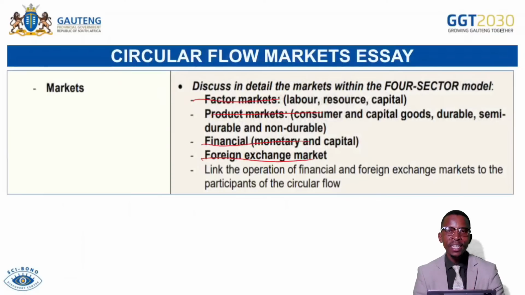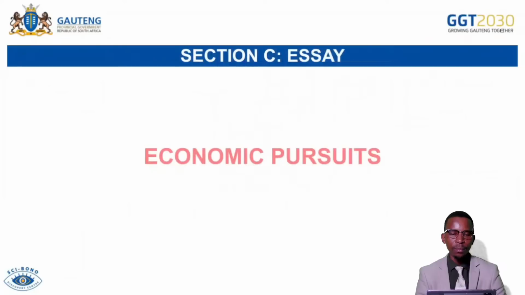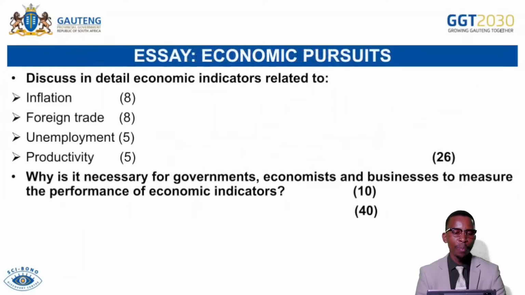Obviously, if the essay comes in, there will be an additional part. Remember, the additional part will come from the same topic or the same content. It doesn't come from another topic. You can't be given circular flow, then be given an additional part on the business cycle. Then an example of economic pursuit.